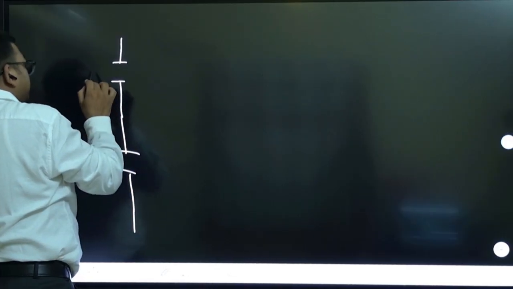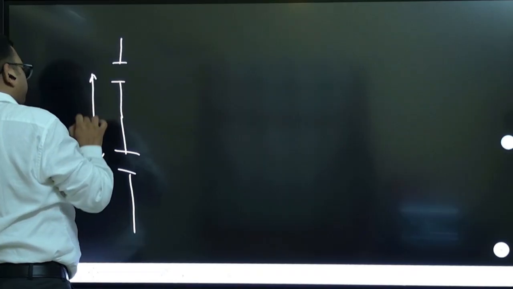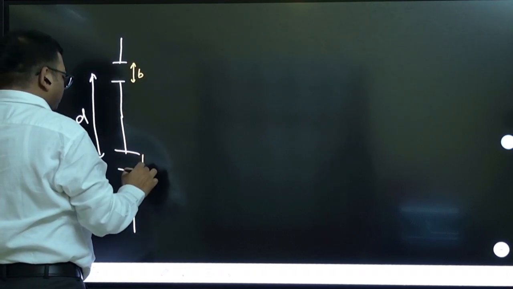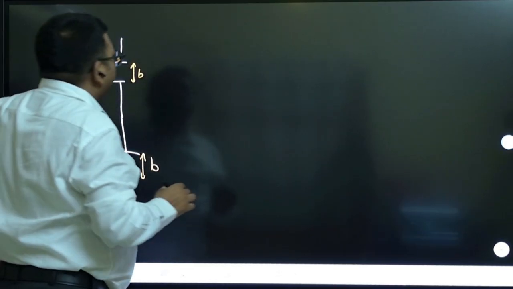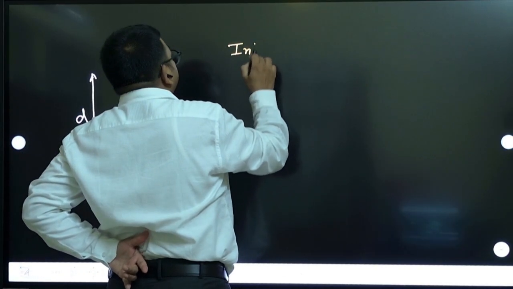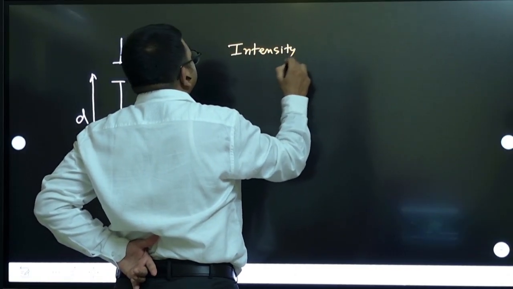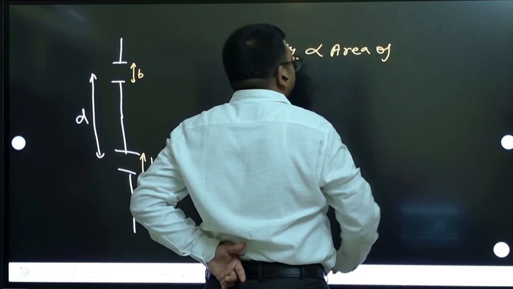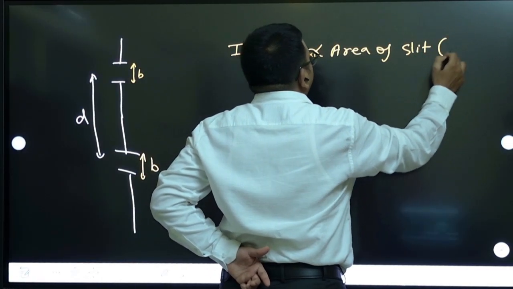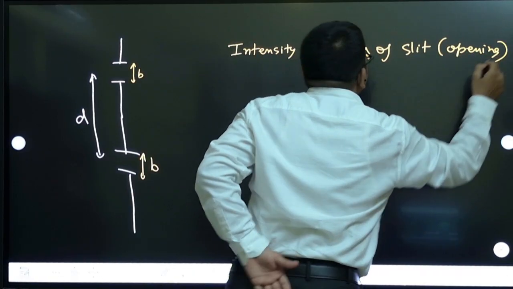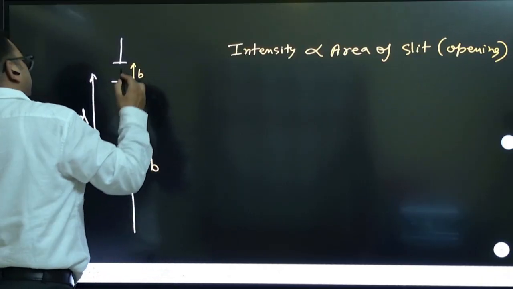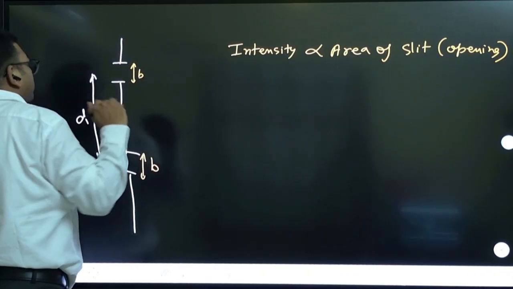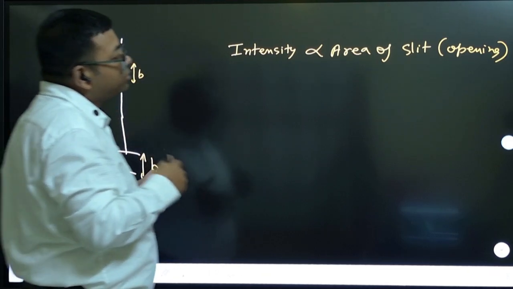The distance between the slits is d, of course, but suppose the width of the slit is b. Here the intensity is proportional to area, that is what we need to note. Intensity is proportional to the area of the slit or opening. Suppose I consider a circular slit, I can take a square slit or rectangular slit, but if I take circular, this will become the radius or diameter, so it will be squared.